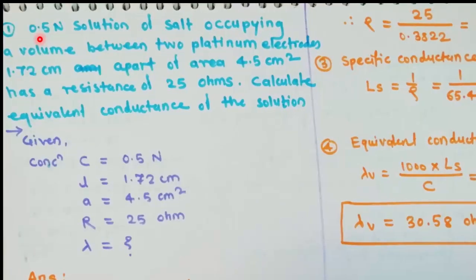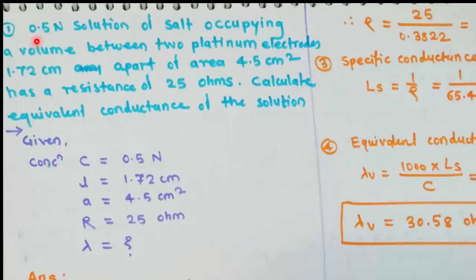0.5 normal solution of salt occupying a volume between two platinum electrodes 1.72 centimeter apart, of area 4.5 centimeter square, has a resistance of 25 ohms. Calculate the equivalent conductance of the solution. Read the problem carefully.